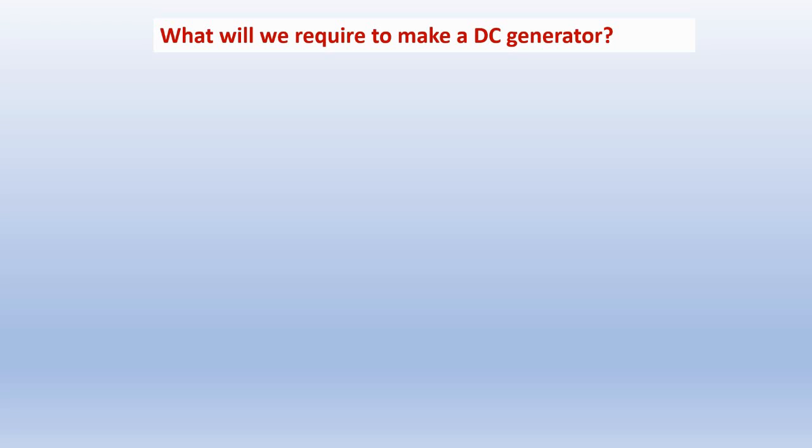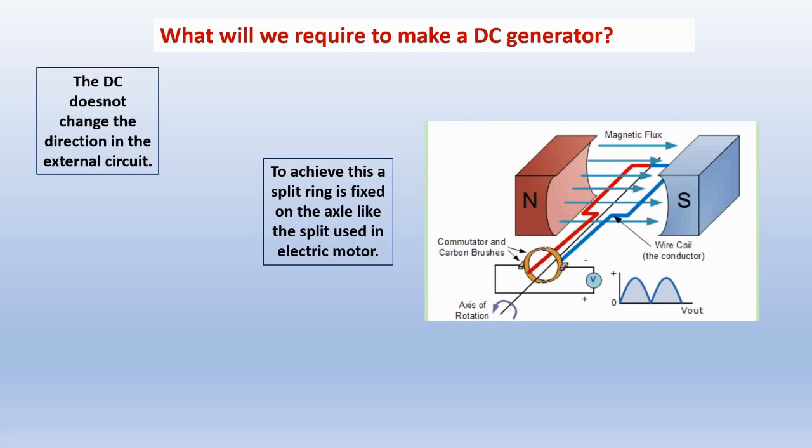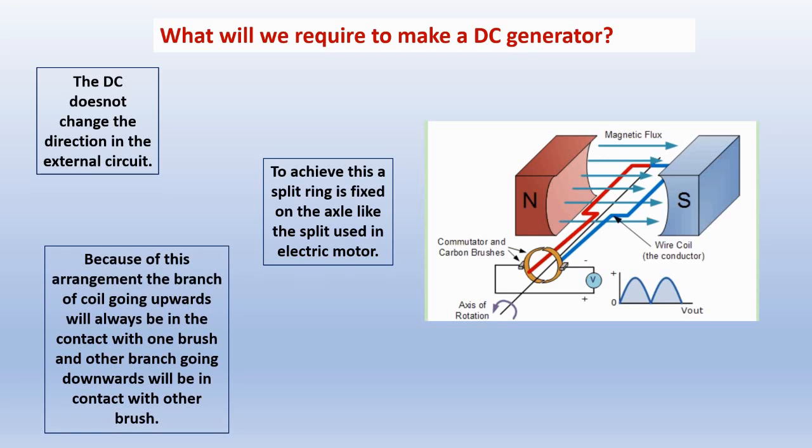Now let us understand about DC electric generator, like what all things will we need to make DC electric generator. We know that the DC does not change the direction in the external circuit. The DC generator is not oscillatory and it flows in one direction. Also, it doesn't change its direction. So to achieve a DC electric generator, we need a split ring fixed on the axle, like the split ring used in the electric motor.